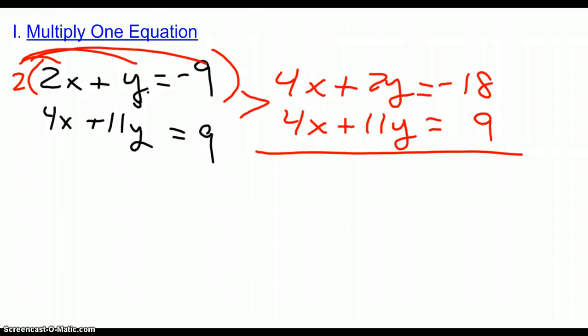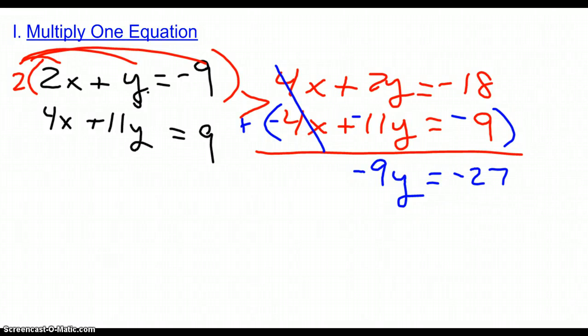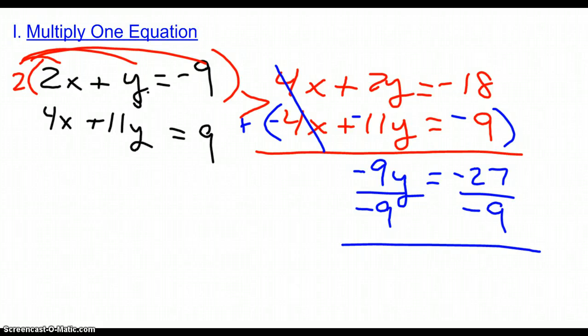So now we will subtract the second equation from the first. When we do, we need to remember that we are going to add the opposite of each term. So I'm distributing the negative. So 4x minus 4x eliminates the x term, so we'll cross that out. 2y plus a -11y is -9y. Good. And -18 plus -9 is -27. Okay? So we simply isolate y by dividing, and y equals 3.